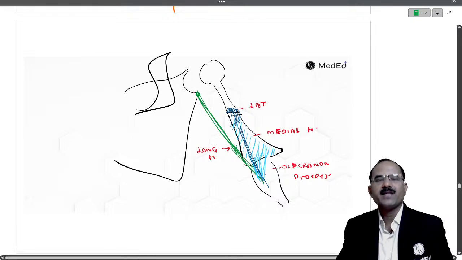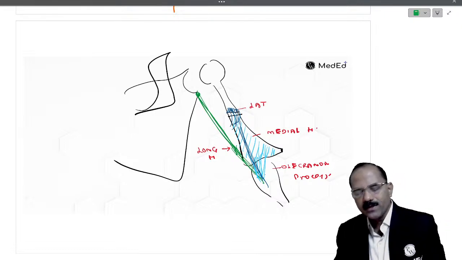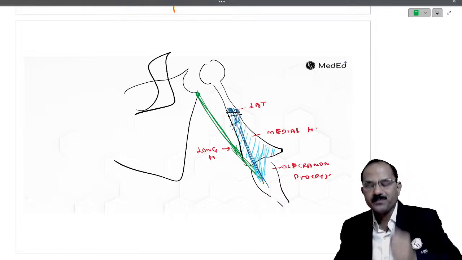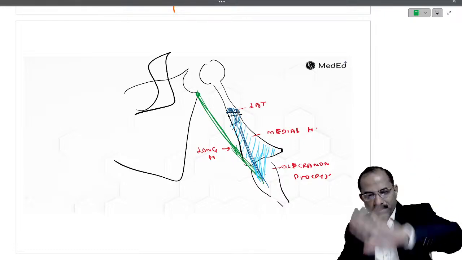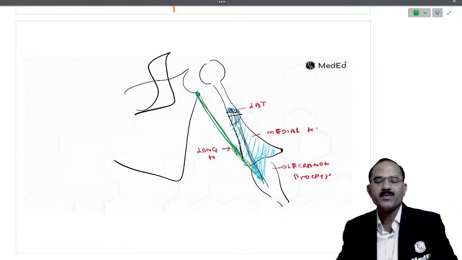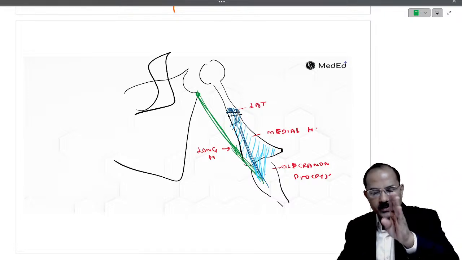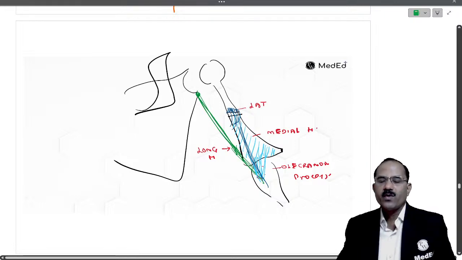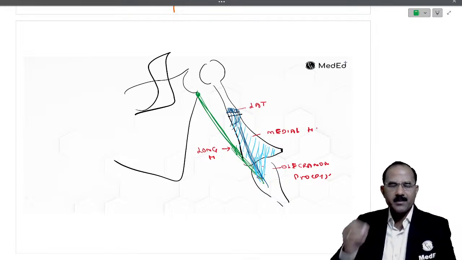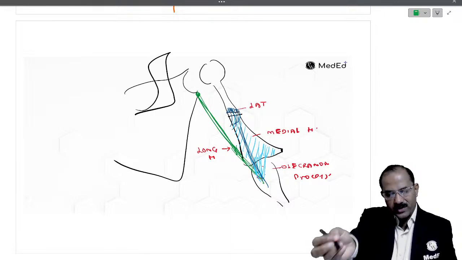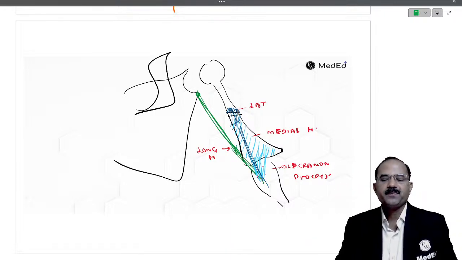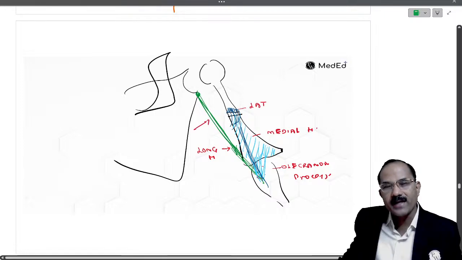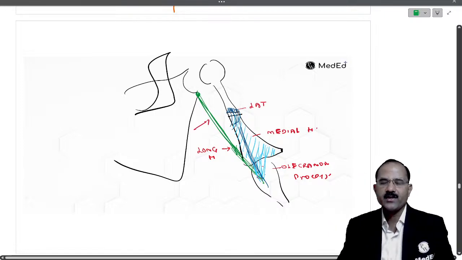The long head of triceps arises from the infraglenoid tubercle. The lateral head arises above the spiral groove, and the medial head arises from the shaft below the spiral groove. All three heads join together and are inserted on the olecranon process of the ulna. The action of triceps is extension at the elbow joint. The long head also causes extension at the shoulder joint.